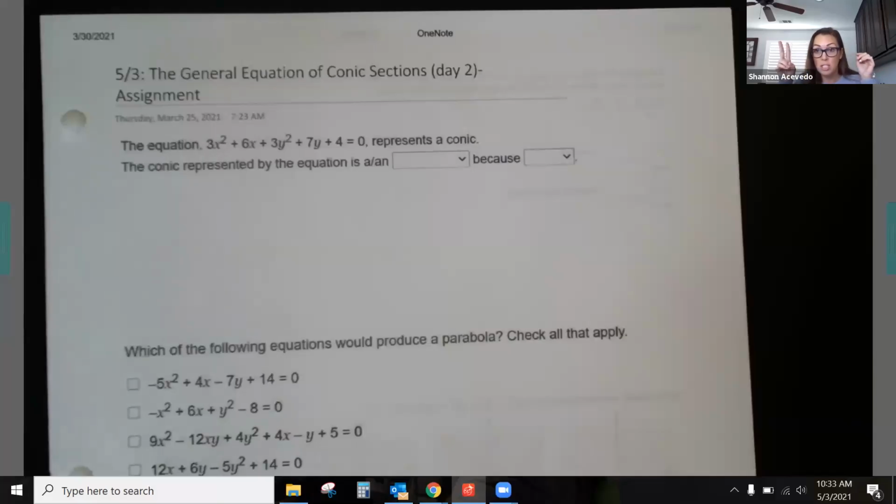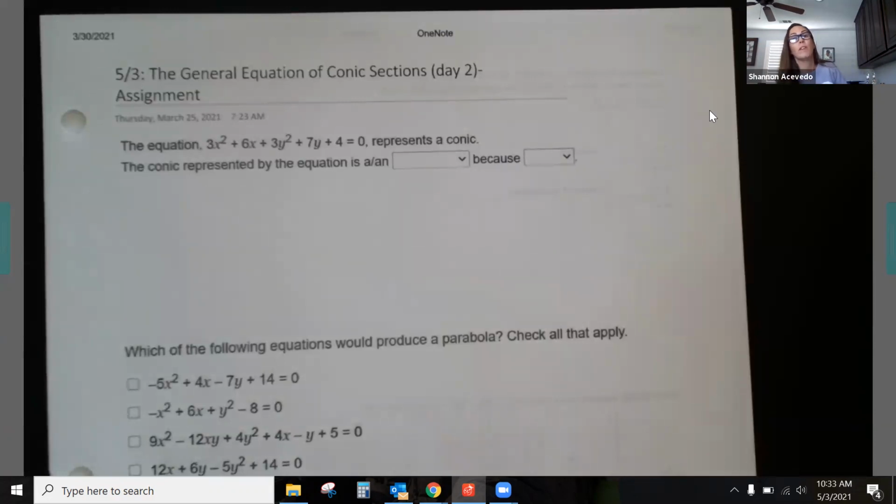Okay, so this is day 2. If you're just joining, you haven't seen any of the instructions and you're struggling with this, I highly recommend you go and watch Friday's video, because for this section, you need to know how to complete the square. That's going to be the part that you guys probably struggle with, completing the square.